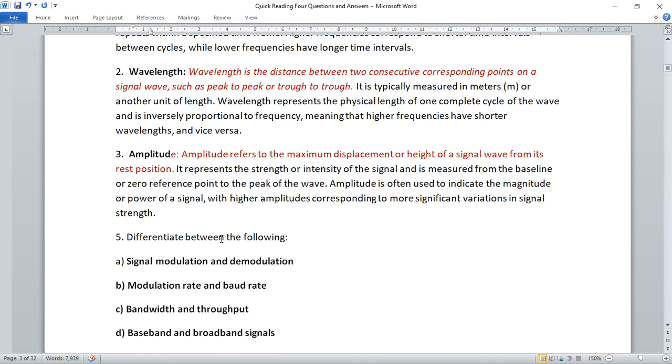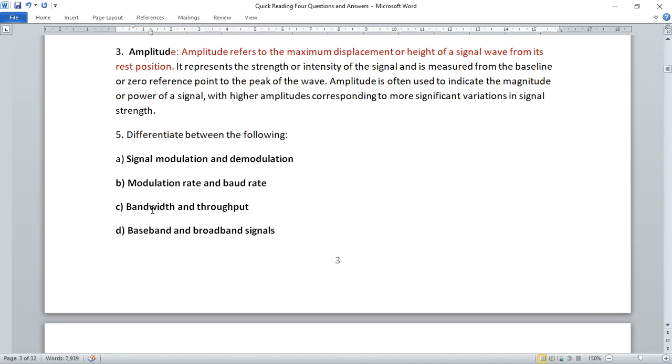Then you have the amplitude. When the wave is displaced, the maximum height that this wave goes is called an amplitude. So an amplitude is the maximum displacement or the height of a signal wave. Then number 5, differentiate between the following. We are differentiating between signal modulation and demodulation. Then we have modulation rate and baud rate. We have bandwidth and throughput. We have baseband and broadband.